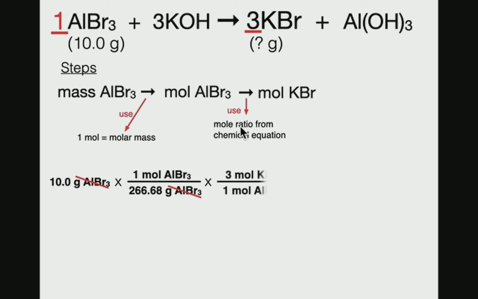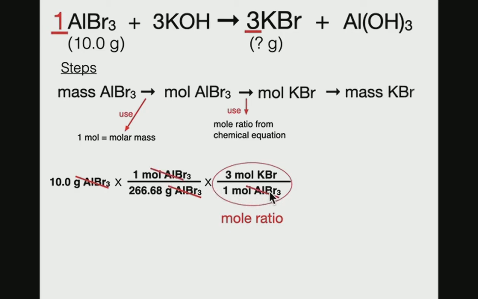So the mole ratio is looking at those coefficients. So this is our mole ratio: 3 moles of potassium bromide for every 1 mole of aluminum bromide. So again, I got those simply by looking at the balanced chemical equation. Now I placed aluminum bromide in the denominator because we want aluminum bromide to cancel out.